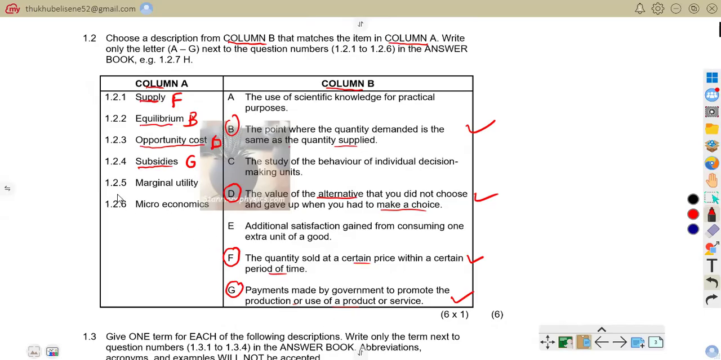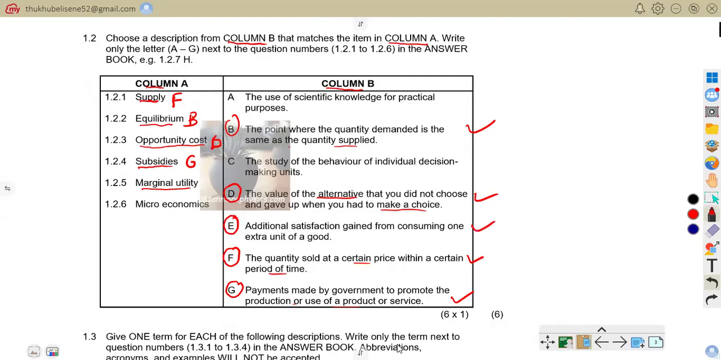So let us be on to 1.25, where we're going to talk about marginal utility. Now we want to see the description that matches marginal utility. The correct answer there is E. E is the correct answer. E does match marginal utility.